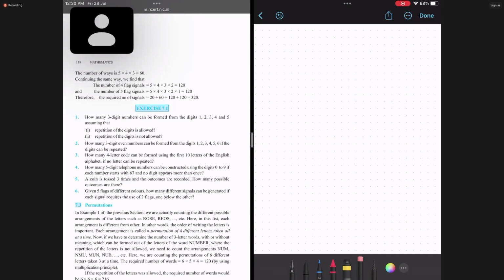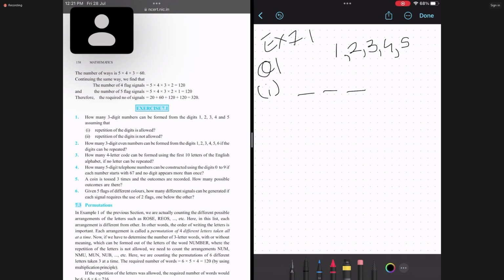So the first question that we have for the day is question number 1 in exercise 7.1. Question number 1 says, how many three-digit numbers can be formed from the digits 1, 2, 3, 4, and 5, assuming that, first part, repetition of the digits is allowed. So we need to form a number which is 3 digits long, and we are allowed to use 1, 2, 3, 4, and 5. These are the digits that we have to use to form this number.